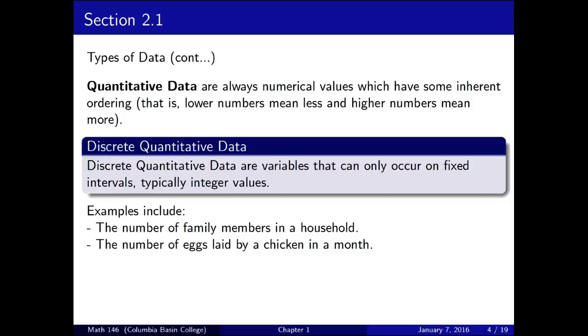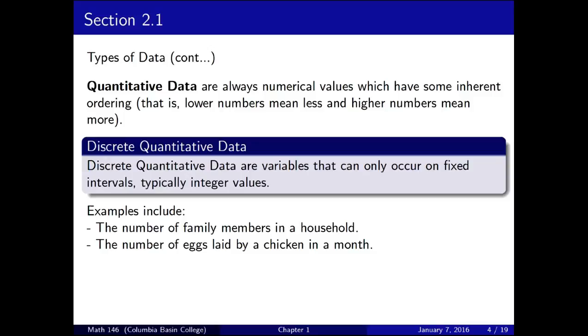Discrete quantitative data is pretty much always on integers, though it doesn't have to be. Think about how much milk you can buy at the local grocery store. If you walk into the grocery store, you can't just buy any amount of milk you want. You have to buy it in either pints or quarts or half gallons or gallons. So that's still a discrete quantitative random variable.